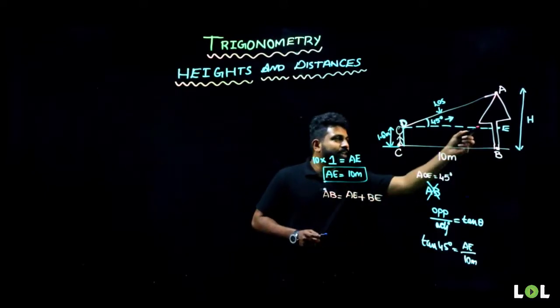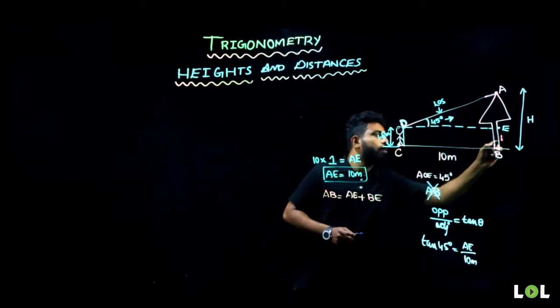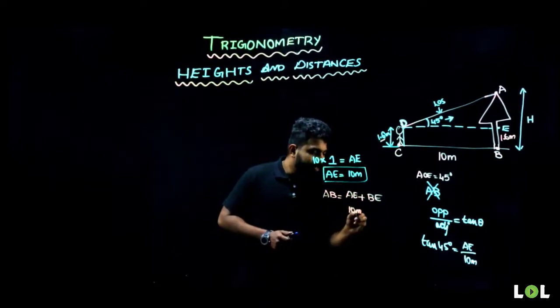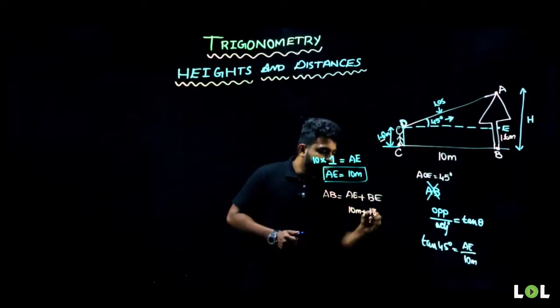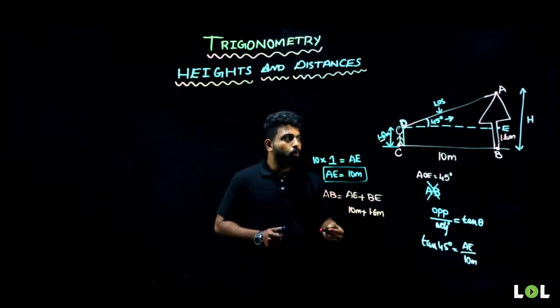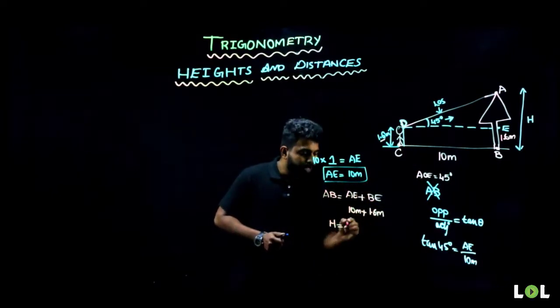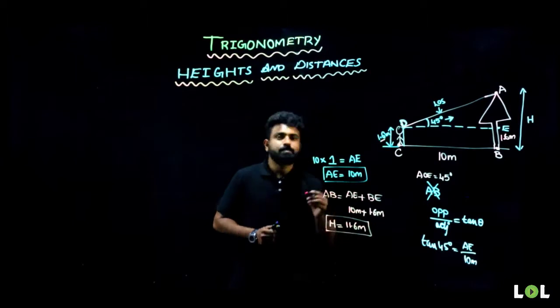We know that we have taken a straight line here. So BE will also be equal to 1.6 meters. So what is AE? AE we have found out as 10 meters, plus what is BE? BE is 1.6 meters. So now what will be the height of my tree here? The height of my tree H, that is AB, will be equal to 10 plus 1.6, that is 11.6 meters.